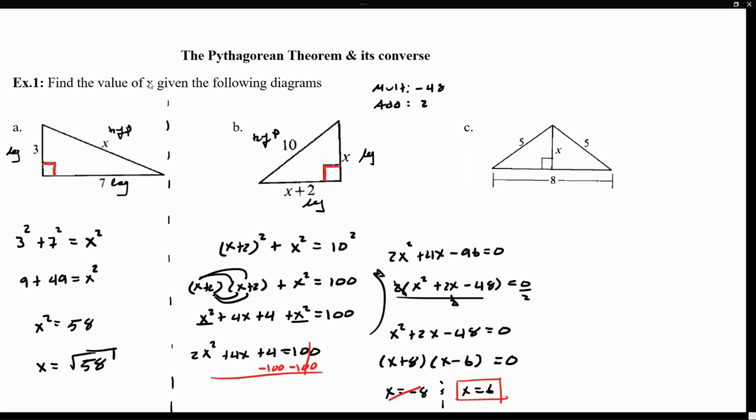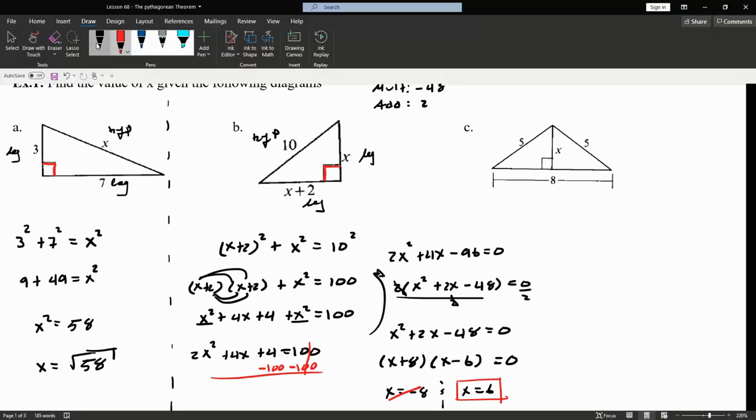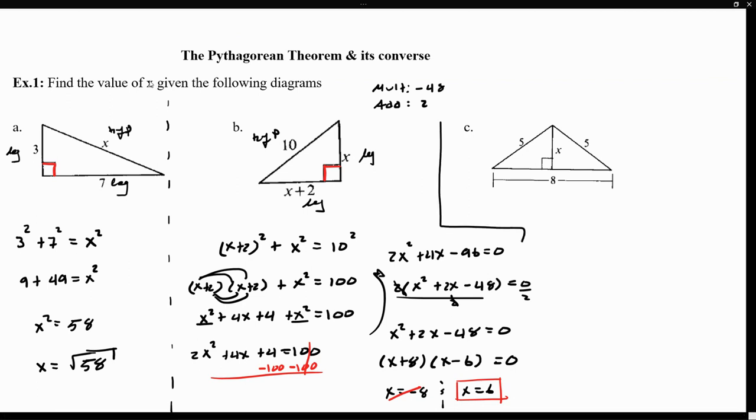All right, so let's take a look at example C now. Let's see, how can I do this? Let me just separate this. All right, great. So here we want to solve for x, which we can see as kind of like the height of this triangle.